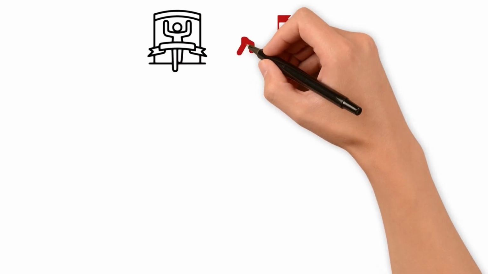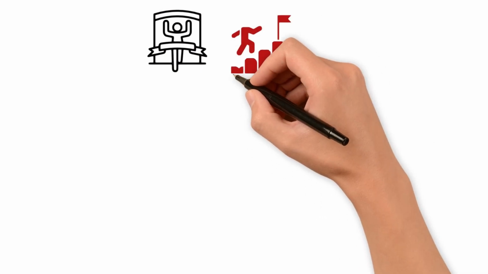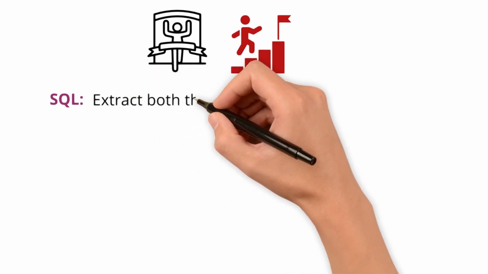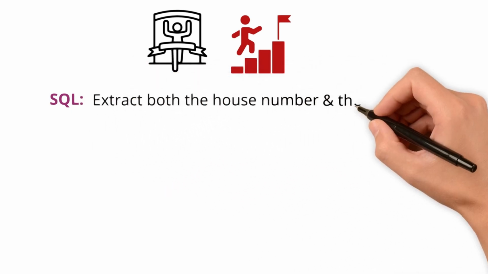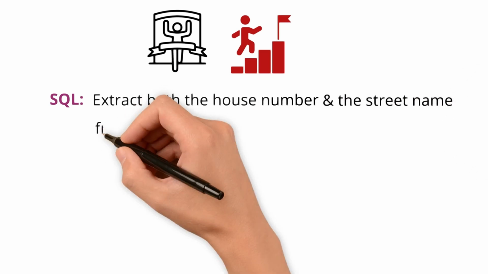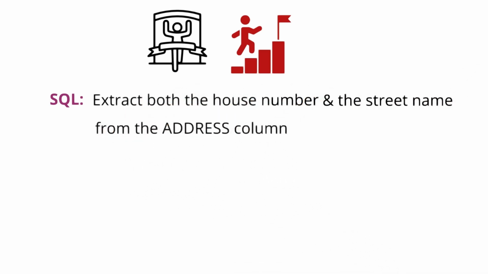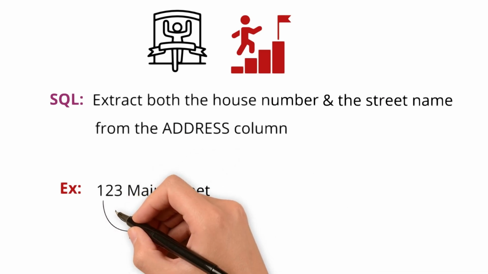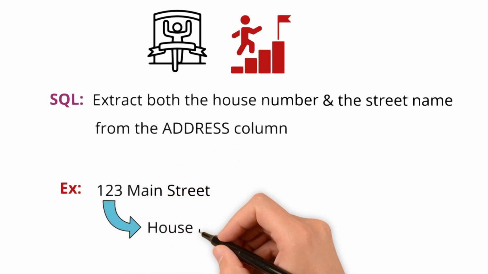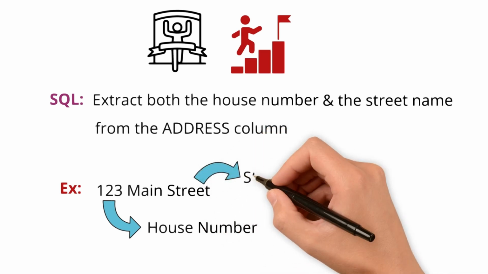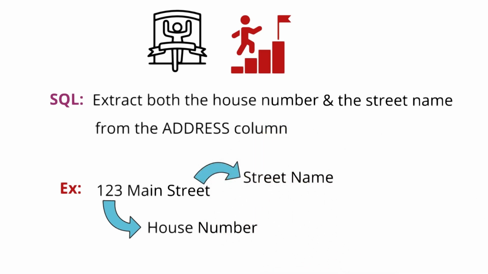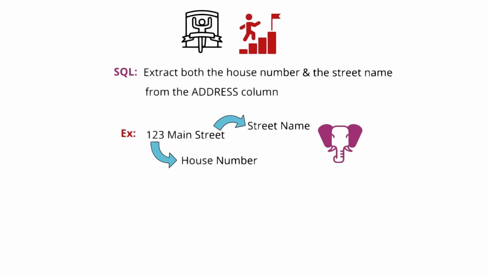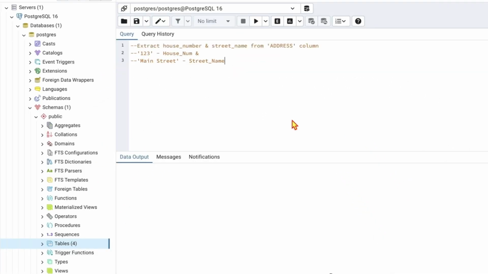Let's take on this final challenge to finish strong. Write a query to extract both the house number and the street name from the address column. For example, if the address is 123 Main Street, the result should be 123 for the house number and Main Street for the street name. Let's jump right in. Question on the tool editor.